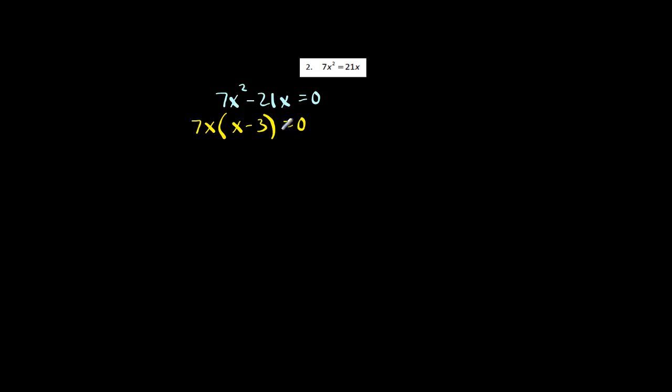Now that we're done factoring these, we want to set each of these up equal to 0. And then solve for x. So divide by 7, you get 0. Add 3, you get 3. Least to greatest, 0 and 3.